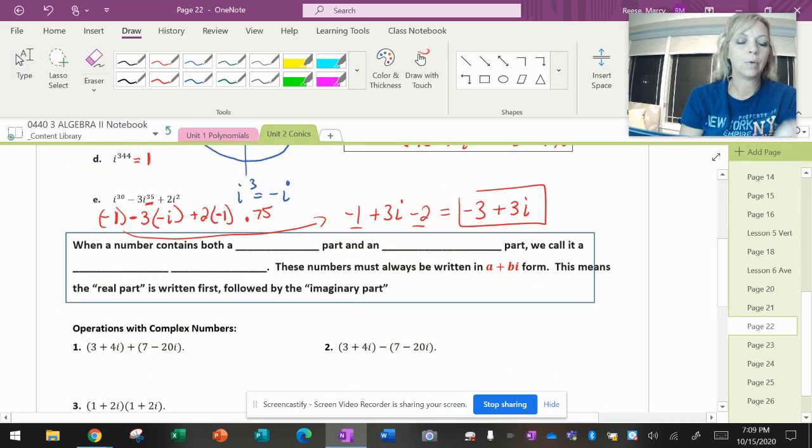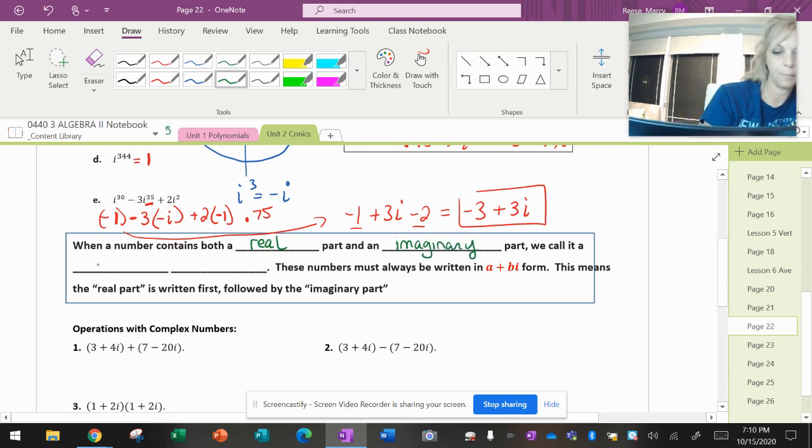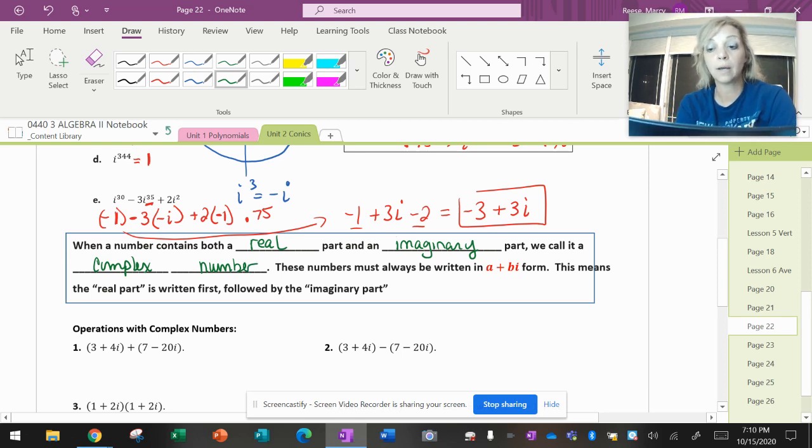All right, so when a number contains both a real and an imaginary part, we call it a complex number. All right, these numbers must always be written in what I call a plus bi form. So we just did it up there. This is your a and this is your bi. The a is your real, bi is your imaginary. This means the real part is written first, followed by the imaginary part.